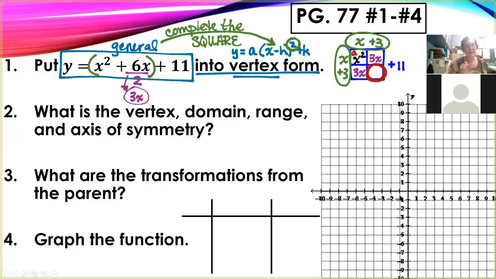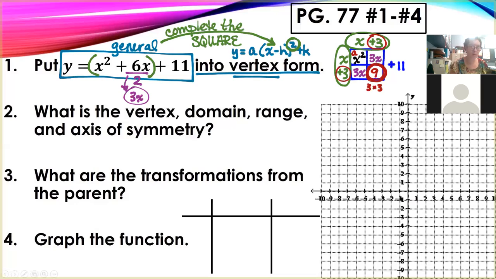All the numbers that are inside my square and then that plus 11, those are all part of my original equation. I'm going to introduce something new to complete this square. I'm going to take this number, so 3, and I'm going to multiply it to this number up here, so another 3, and that's what I'm going to introduce into this equation to finish this square. 9, absolutely correct.